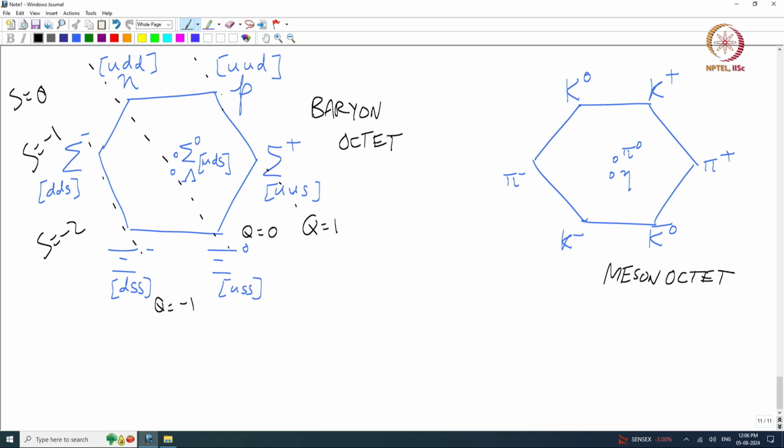You can assign charges and strangeness in a very similar way, and I encourage you to go and look up the contents of these mesons. So, that is a pretty neat application of the symmetry principle. There is also the baryon decouplet that I am not going to draw here, but I encourage you to go look up all of this in Griffiths' text.